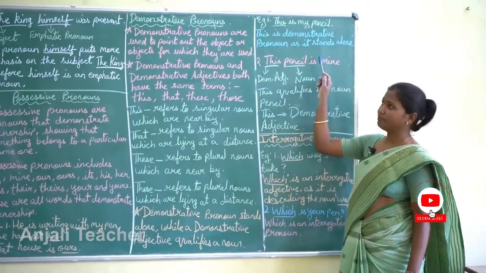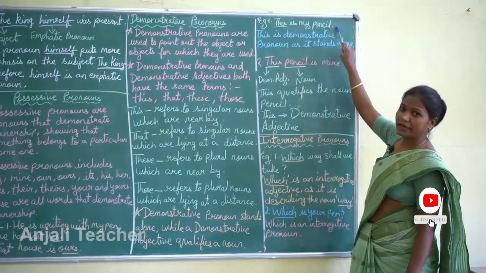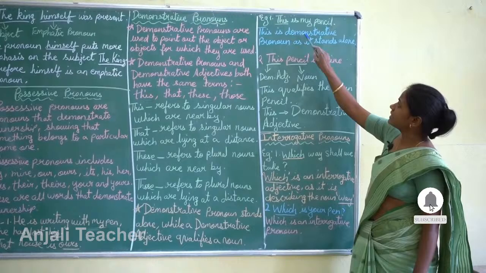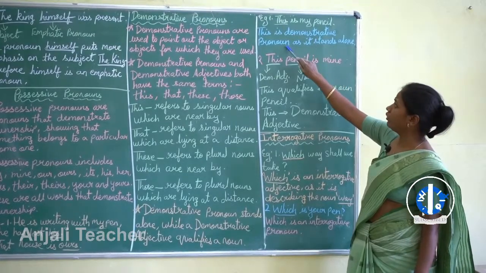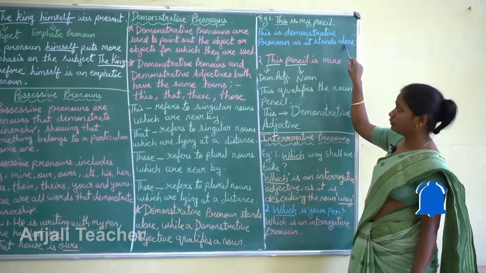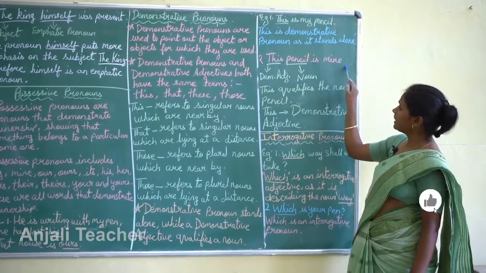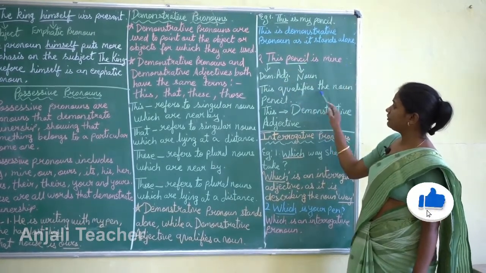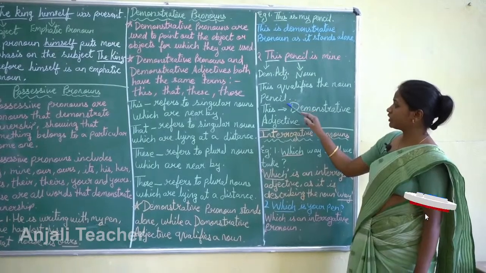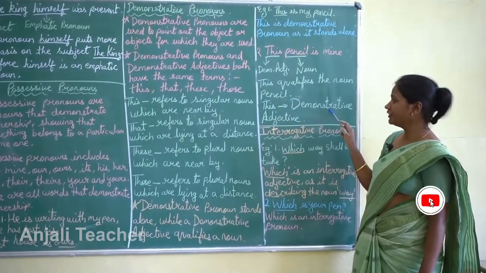Now see the example. This is my pen. Now this is a demonstrative pronoun as it stands alone. Now see the next one. This pencil is mine. Now this qualifies the noun pencil. So this is a demonstrative adjective.